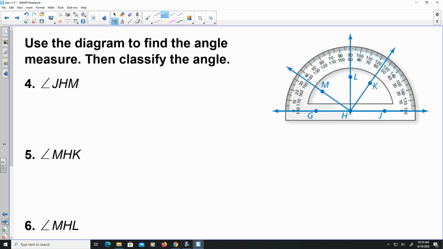So again, this is kind of the same directions as the previous one. Once you find the measurement, classify.